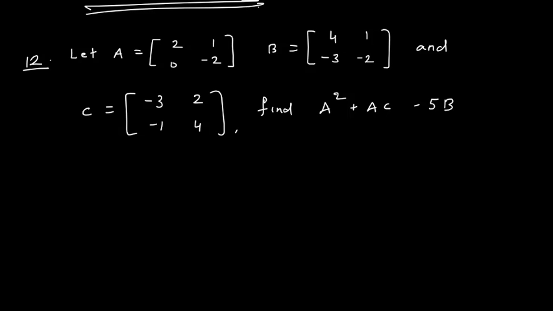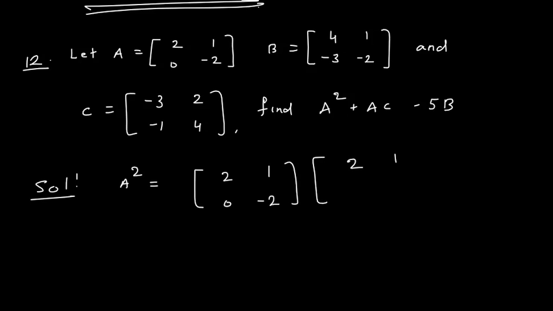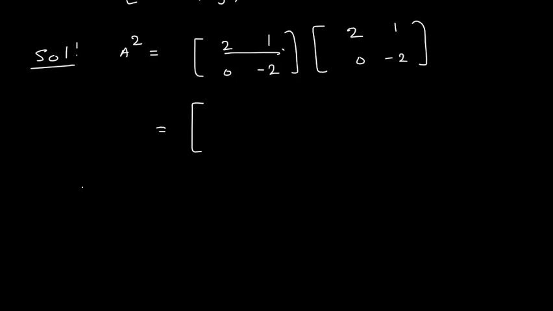So we have to find A squared first. A squared means A into A. So A is [2, 1; 0, -2] into, I have to multiply by A only, that is [2, 1; 0, -2]. So this gives us 2 into 2 plus 1 into 0. Here it is 2 into 1 plus 1 into minus 2, plus this is minus 2 into 0, and here we have 0 into 1 plus minus 2 into minus 2.